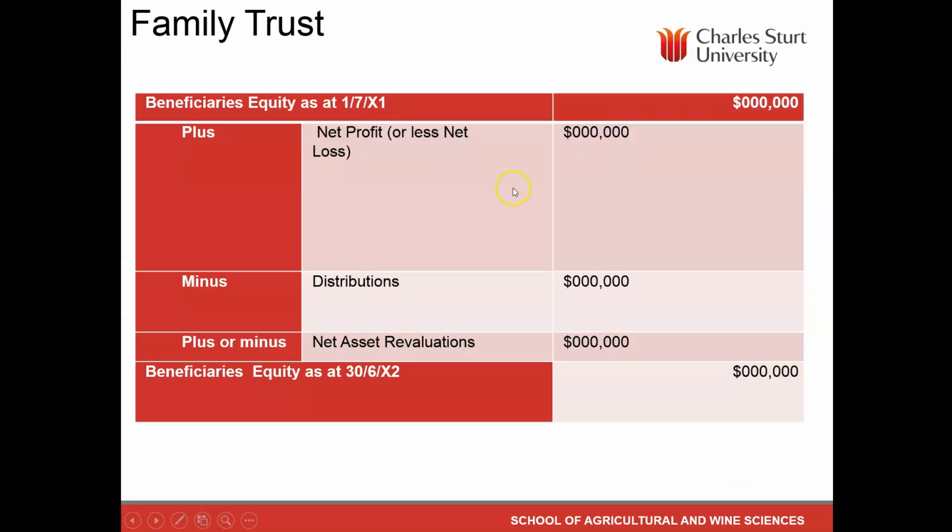For a family trust, for those of you who are working with a business that operates as a family trust, we talk about beneficiaries' equity. We add net profit, or we take away the loss. We talk about distributions rather than drawings or dividends. So in a family trust, the way that profits are distributed from that business is called a distribution. We plus or minus asset revaluations, and then we have beneficiaries' equity at the end of the year.